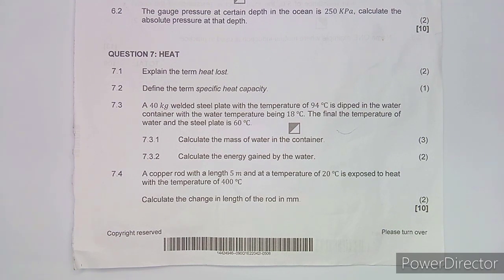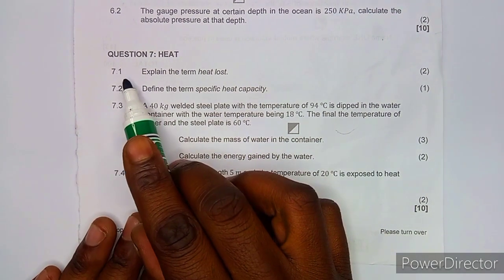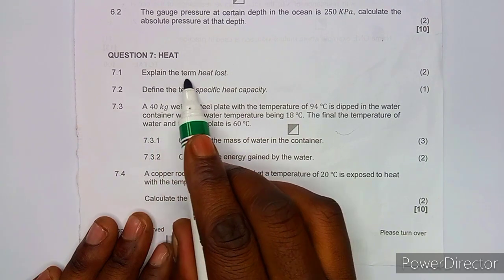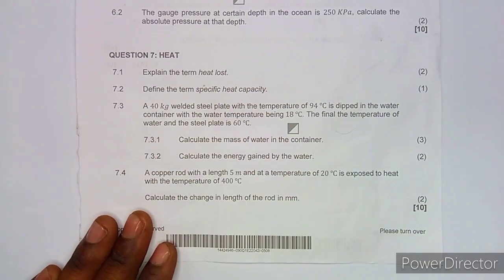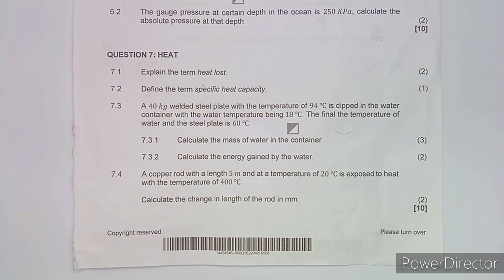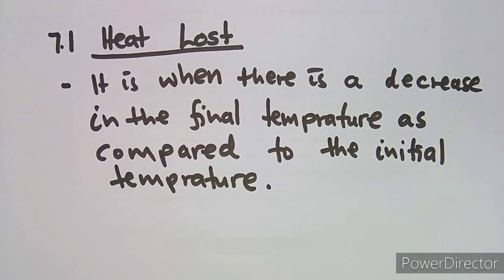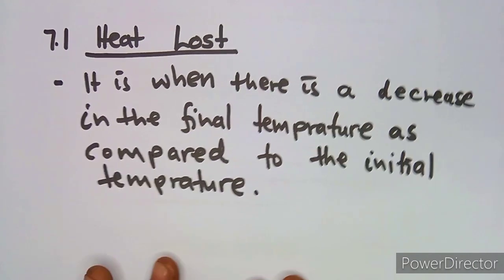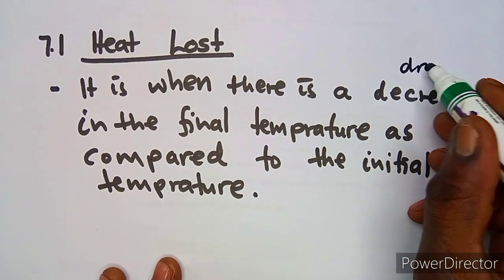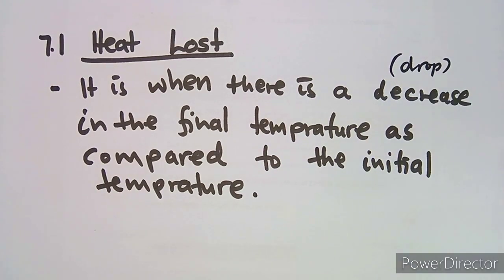Okay, so let's quickly rush through the question that we are given on heat. We're given the first part, 7.1, to explain the term heat lost, for 2 marks. Remember that heat is Q, which is the energy. So heat lost is when there is a decrease, a drop in the final temperature as compared to the initial temperature. So there's a loss or a decrease.